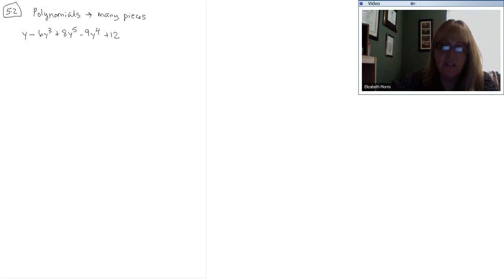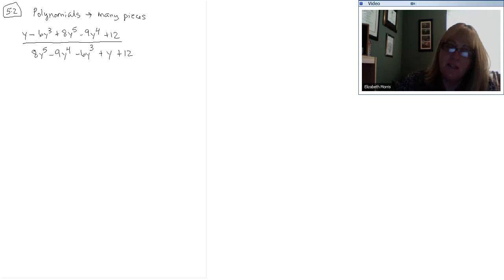So this should be written as 8y to the fifth minus 9y to the fourth minus 6y to the third. There's no y to the second, so then just the y, and then the constant at the very end. Because I want you to consider, this constant actually is 12y to the 0. What did we learn in our last section? Anything to the 0 power is 1. So this 12 times 1 is just 12. But it's like there's an invisible y to the 0 there.